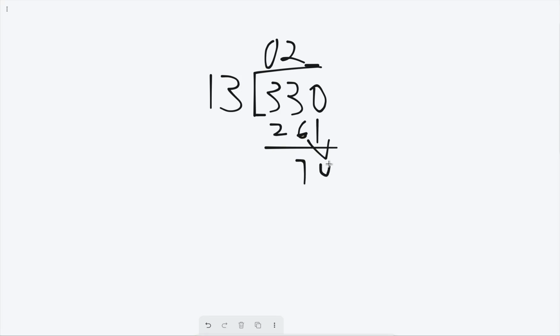Now we have 70. How much times can 13 go into 70? It can go in 5 times. So we put 5. 13 times 5 is 65. Minus, and then we have 5. So no numbers left. So the remainder is 5. 25 and 5/13, or 25 and a remainder of 5. And then we'll do one last question for you by yourselves.